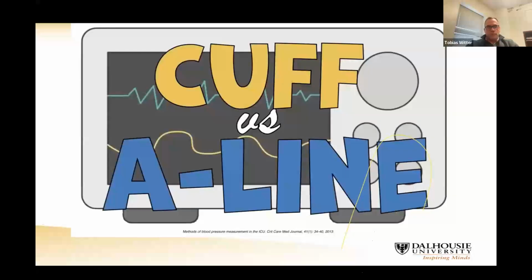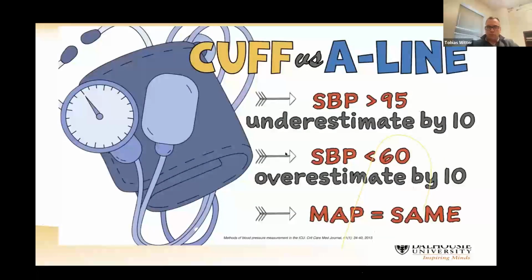Should we use cuff or Artline? First of all, you need an Artline for being able to use it. If you don't have an Artline, you're going to use the cuff. If you have both, the question is always, which one should we trust? Which one should we use? And there's a nice paper that looked at that. And ultimately it says, if you compare systolic by cuff versus Artline, the SBP is underestimated by 10% by the cuff. And then if the systolic is less than 60, it's overestimated by 10. The good thing is the MAPs are the same.